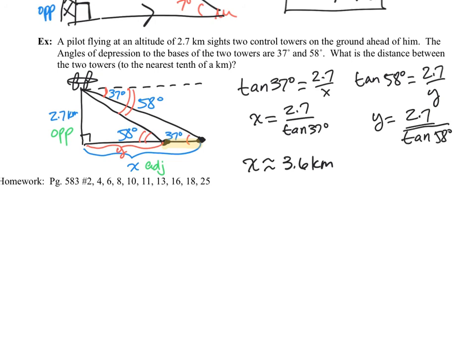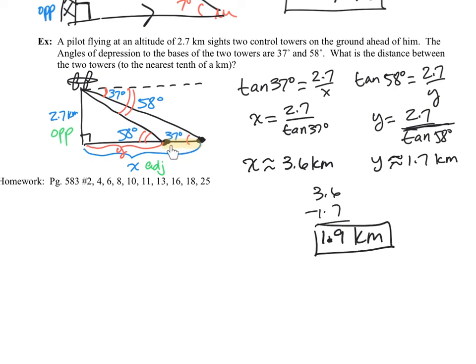So grab a calculator, make sure it's in degree mode, and we would get that Y is equal to approximately 1.7 kilometers. Okay? So now to answer the question, remember the question was find the distance between the two control towers. We're going to take X, which is 3.6, and then we're going to subtract from that Y, which is 1.7, and 3.6 minus 1.7 is 1.9. And then let's put a unit with our answers. 1.9 kilometers would be the distance between these two control towers.